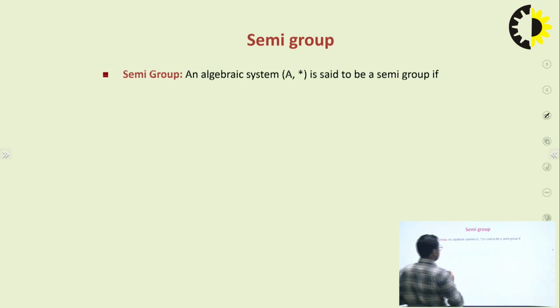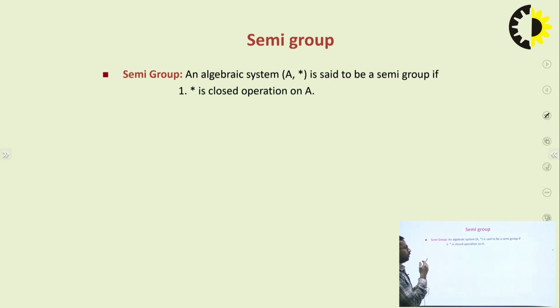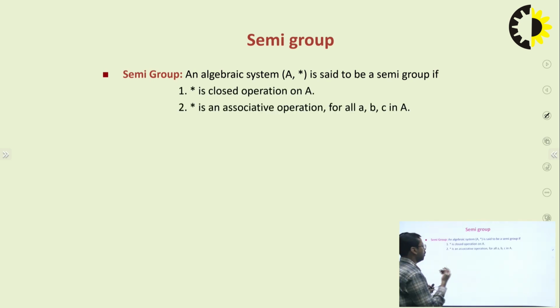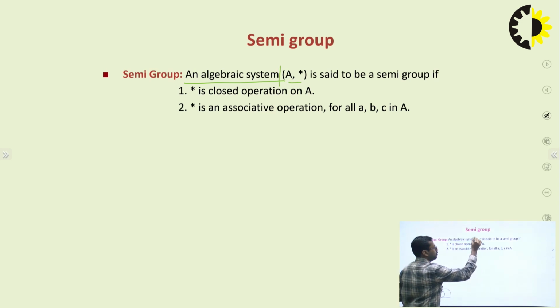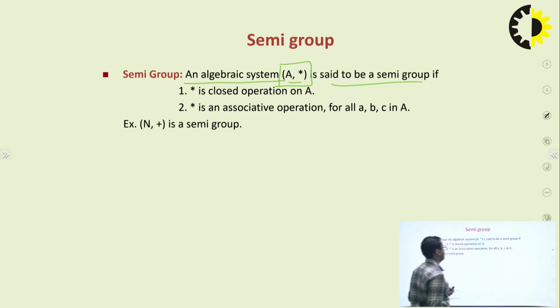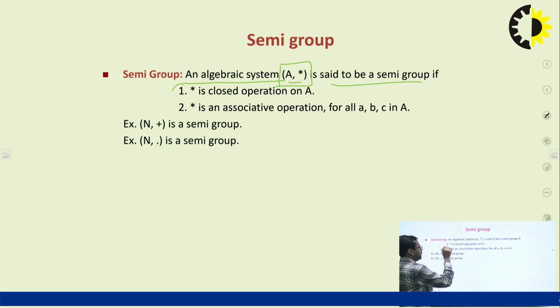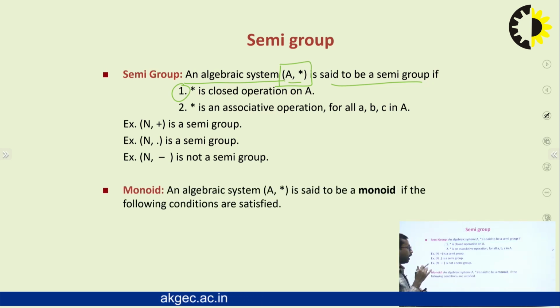What is a semigroup? A semigroup is an algebraic system that has some properties. It is represented in the form (A, *), where A is the set and * is the operation that we have already discussed in the previous slides. What are those properties? The first is the closure property, and the second is the associative property. We have already discussed the closure and associative properties.